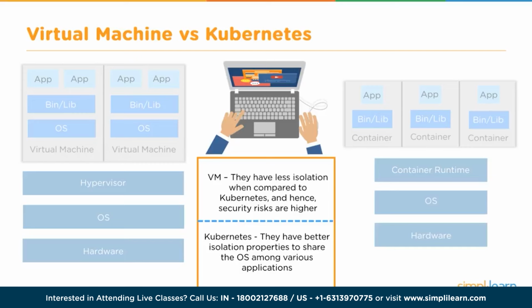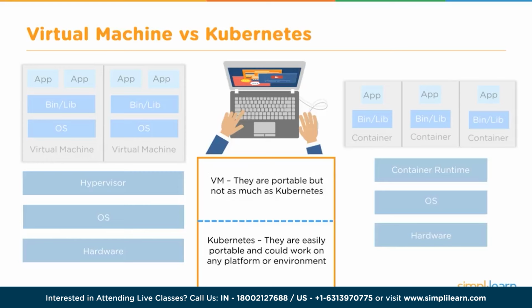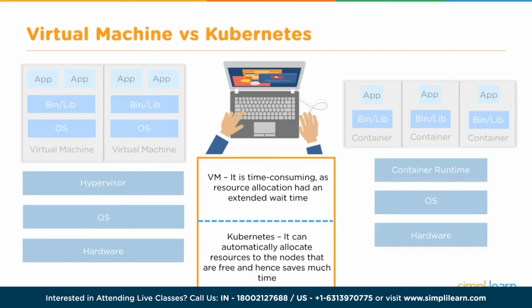This makes the whole solution much more flexible and allows you to run many more containers on a piece of hardware than running virtual machines on a single piece of hardware. So as we highlighted here, VMs are not as portable as Kubernetes, and Kubernetes is portable, directly related to the use of containerization. And because Kubernetes is built on top of containers, it is much less time consuming because you can actually script and automatically allocate resources to nodes within your Kubernetes environment. This allows the infrastructure to run much more effectively and much more efficiently.